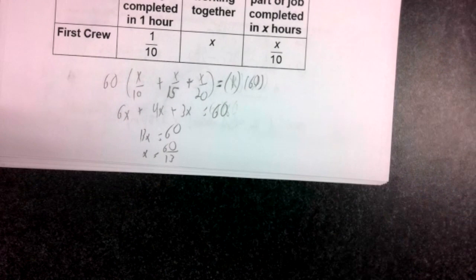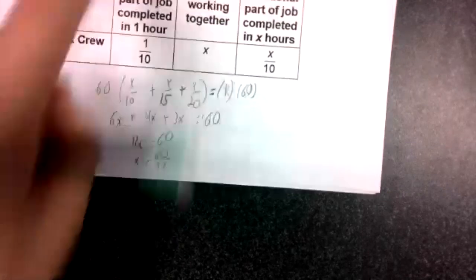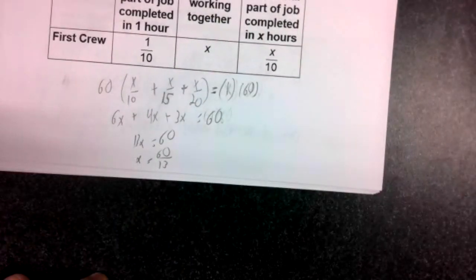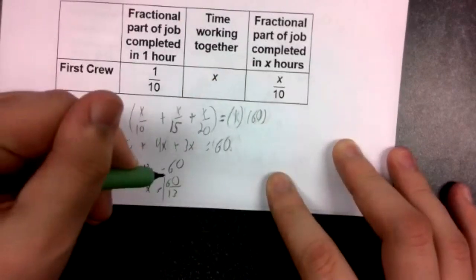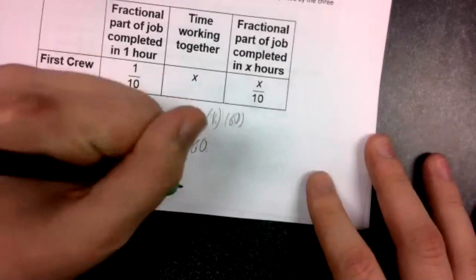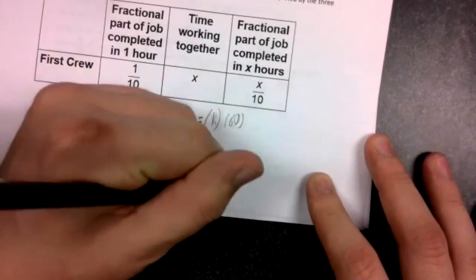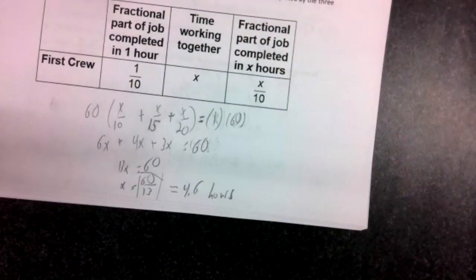But the question is, how long will it take all 3 of the crews working together to dispense the food and water? Well, it should just be 60 over 13, right? Because that's just the time that we spent working together. So it'll take them about 4.6 hours working together to finish this job of passing out the food and water to some rural area.